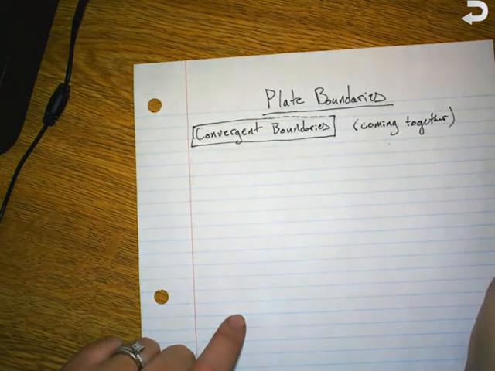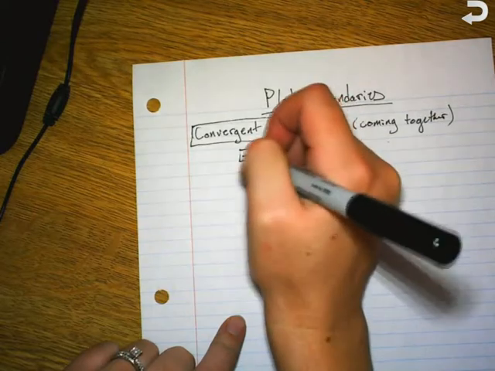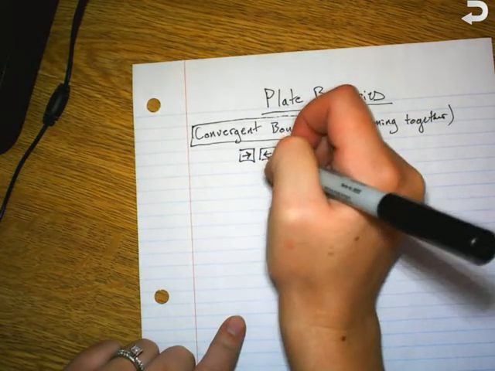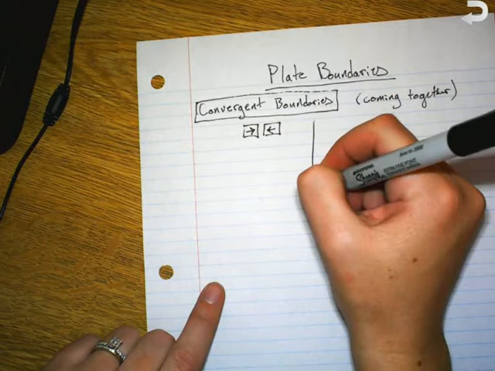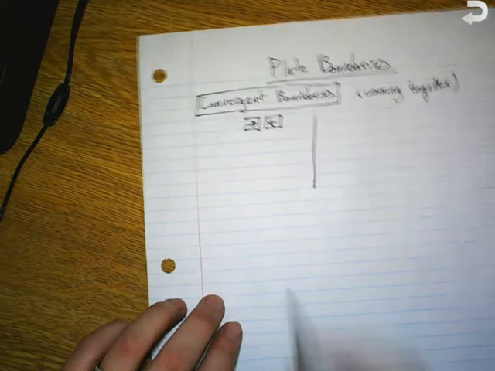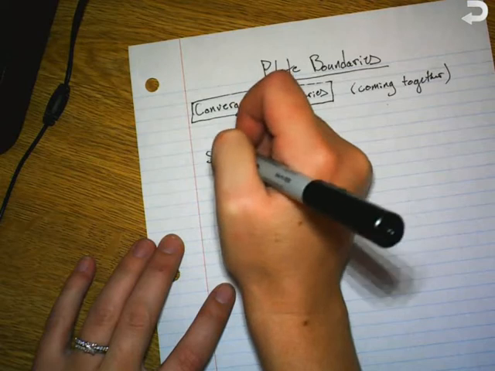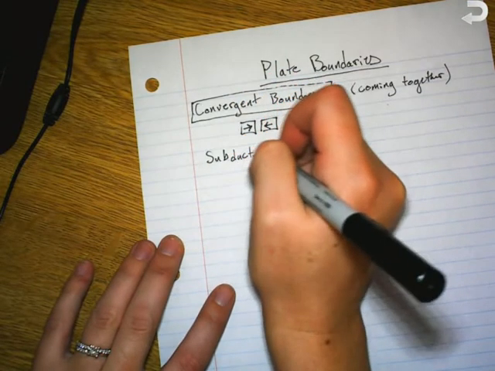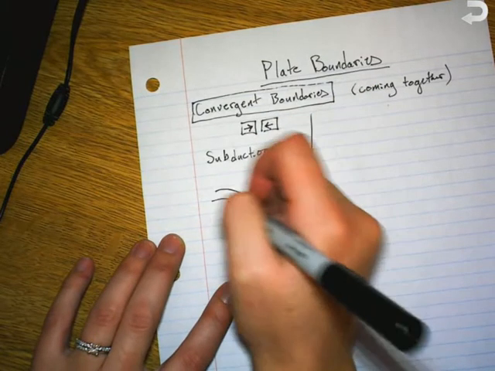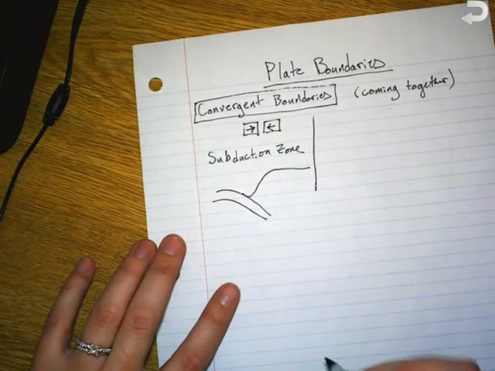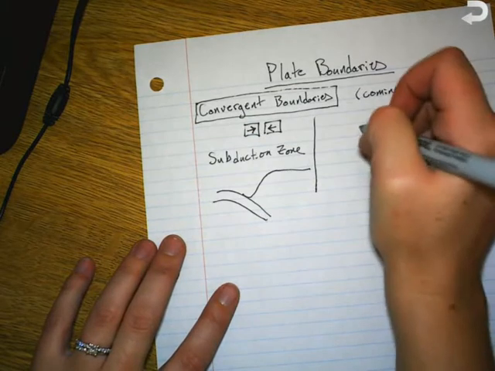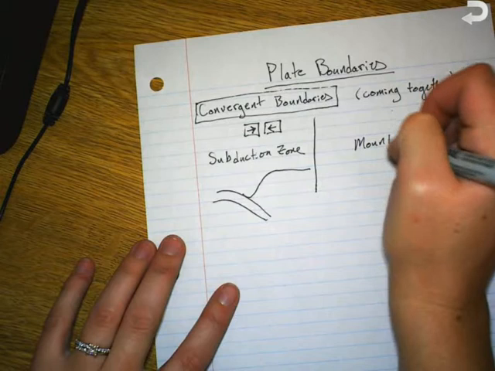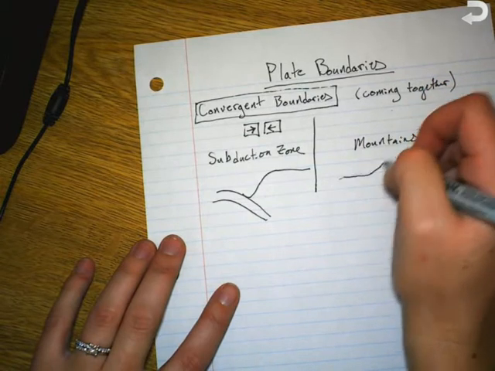Generally, it's drawn from above, something like this, with your 2 plates moving together. There's a couple things that might happen here. Okay, you could get a subduction zone, where one plate moves under the other. Or you could get mountains, where two plates come together and they just kind of buckle upwards, creating mountains.